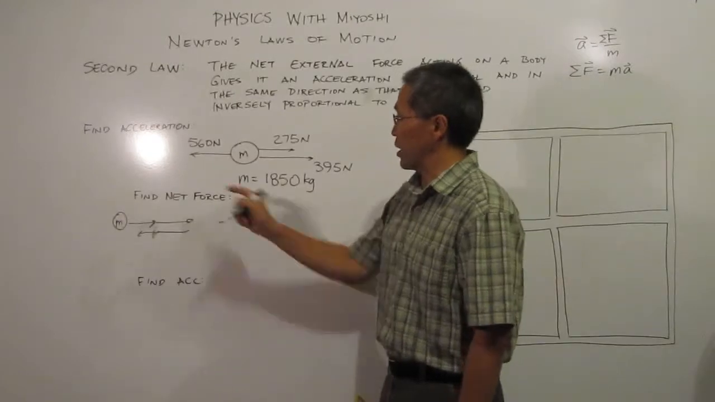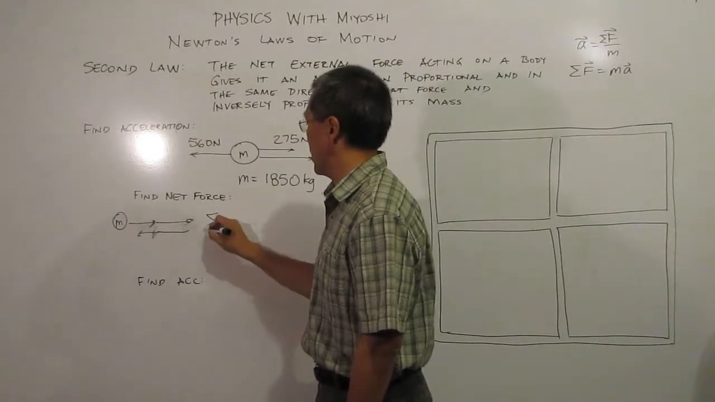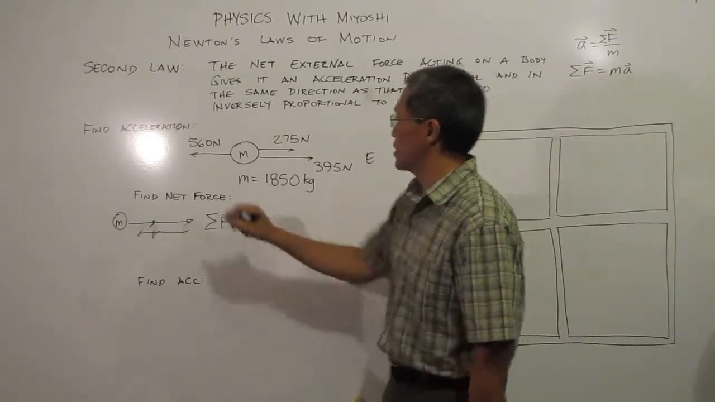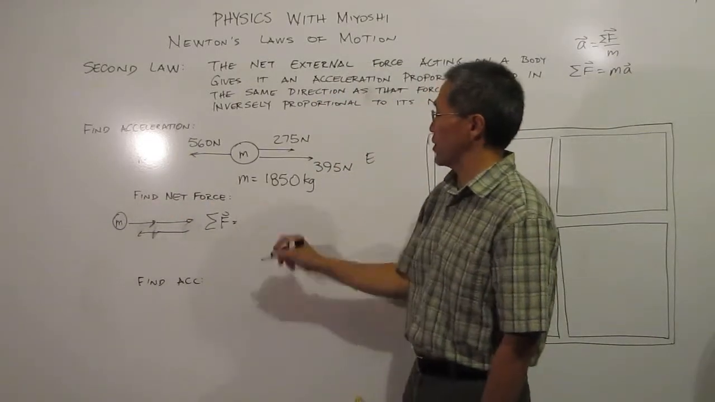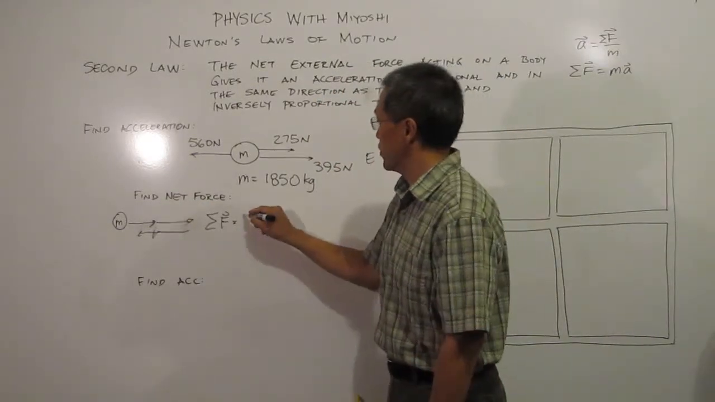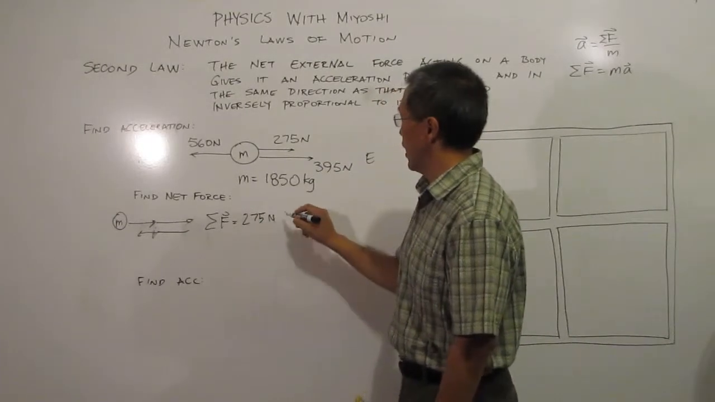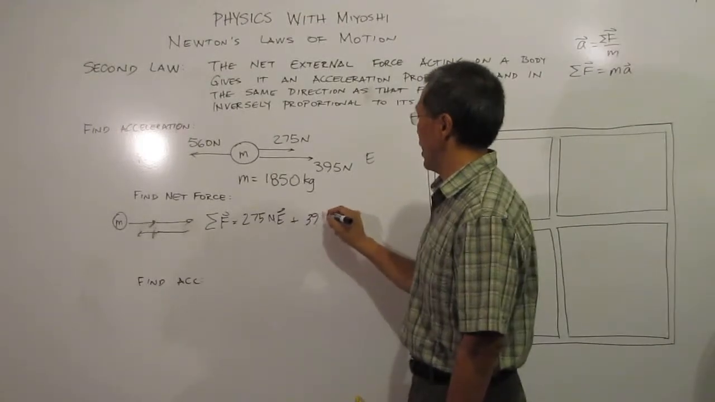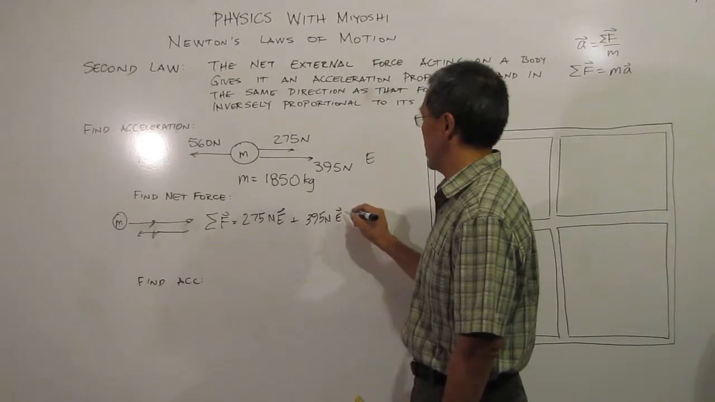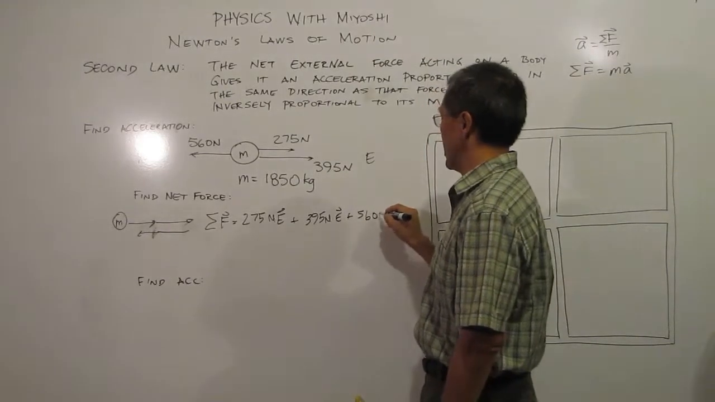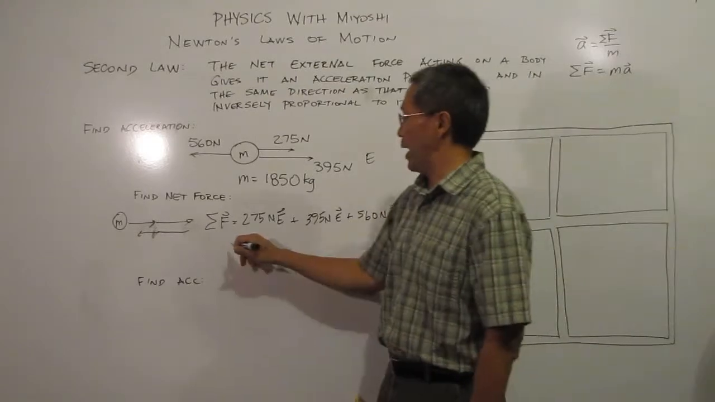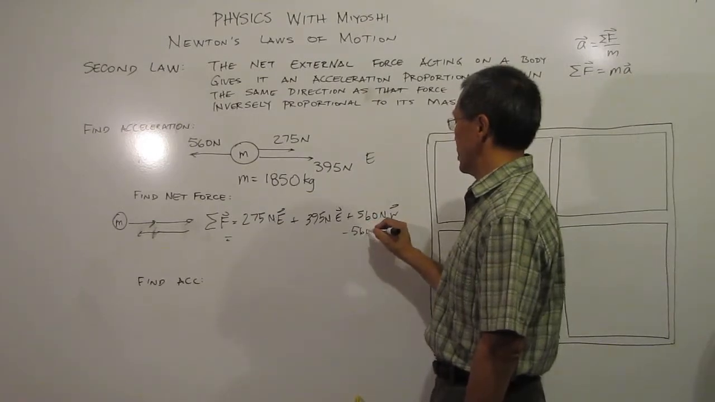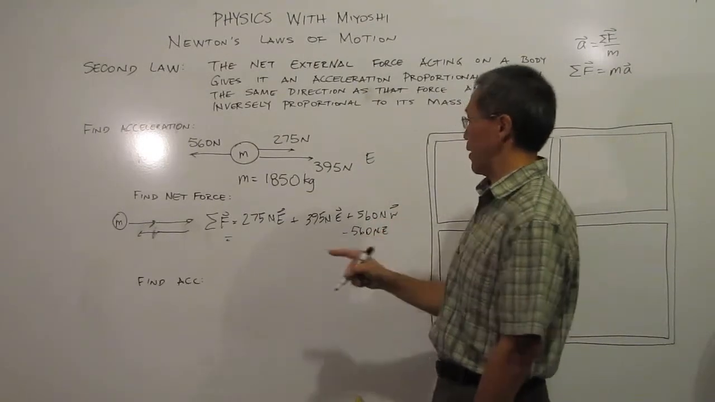So first thing we're going to do is find our net force, and we can do that by doing the sum of our forces. I'm just going to consider this to be east and this to be west. So I can now say that the forces are 275 newtons east plus 395 newtons east plus 560 newtons west. My 560 newtons west I could put as a negative 560 newtons in the east direction. Now I can just add them up.